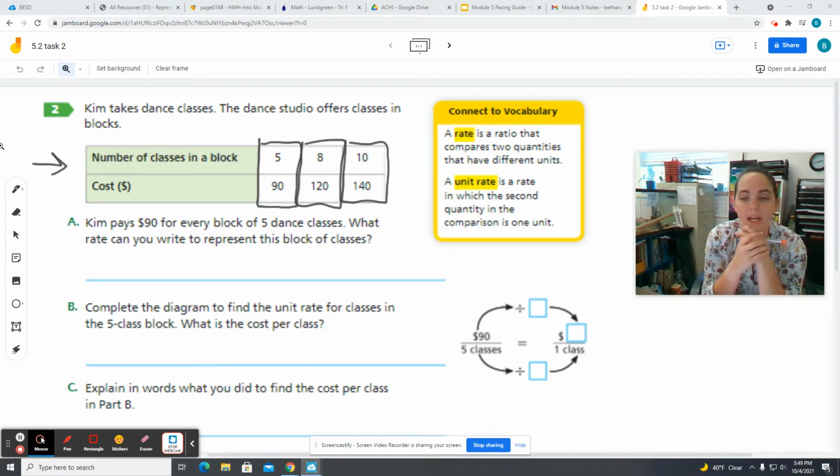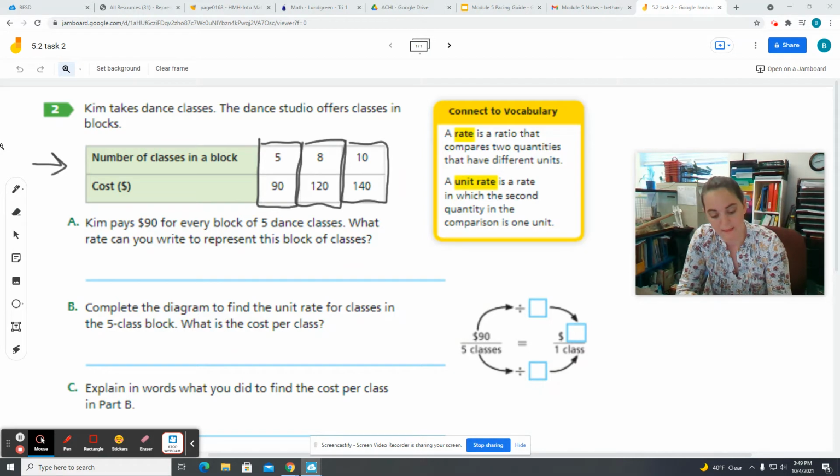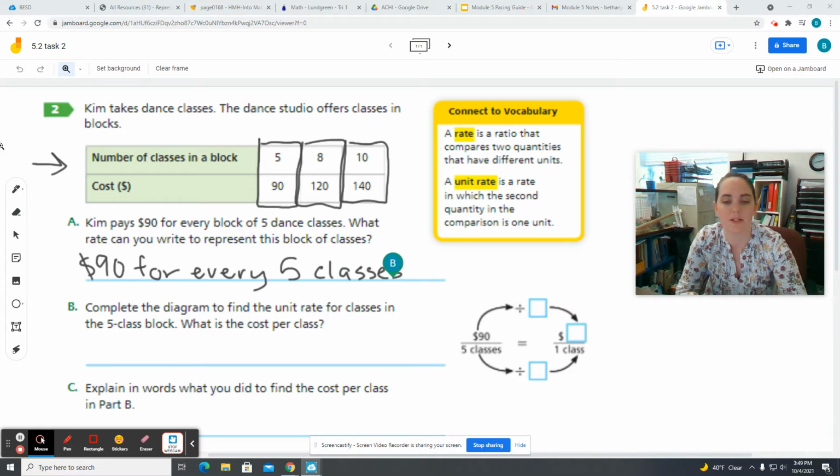Okay, so for part A, Kim pays $90 for every block of 5 dance classes. What rate can you write to represent this block of classes? So our rate is just going to be $90 for every 5 classes. That's our rate, $90 for every 5 classes.